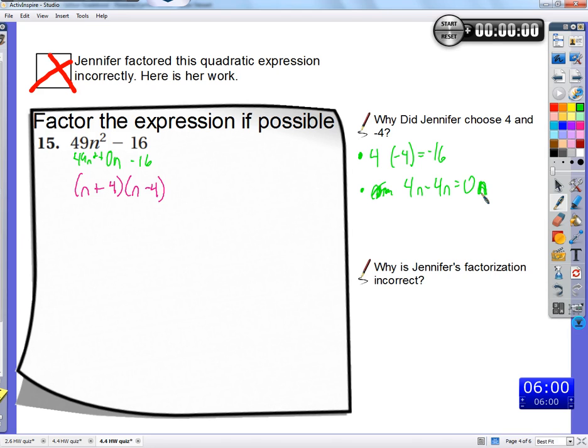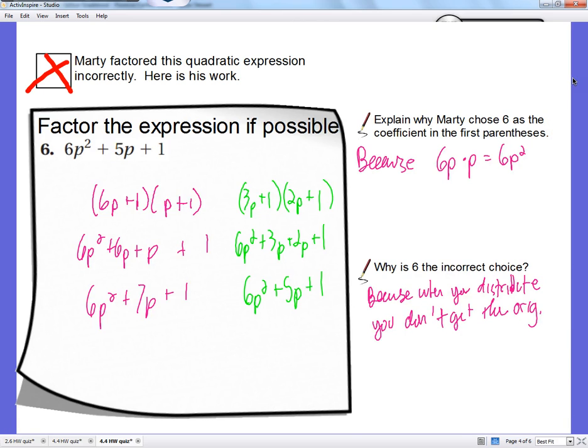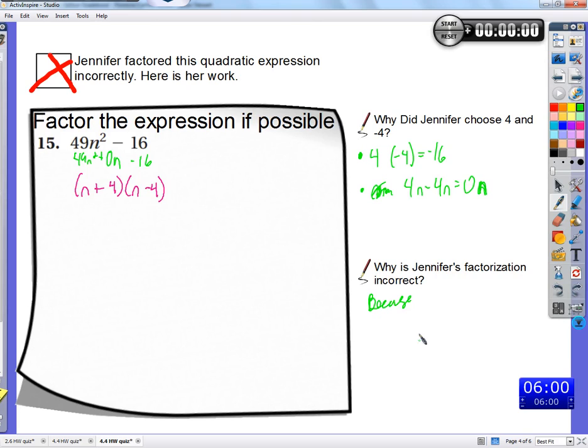Because we can just copy and paste our answer from here, because when you distribute, you don't get the original. Exactly the same answer. Don't get original, just like before. What would give us the original is 7n plus 4 times 7n minus 4.